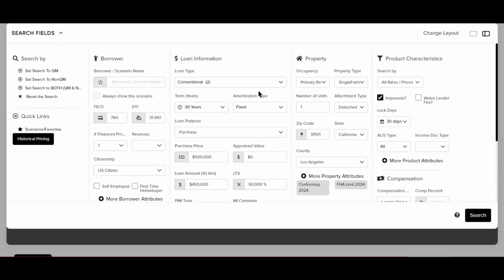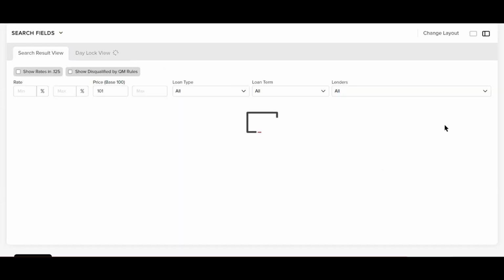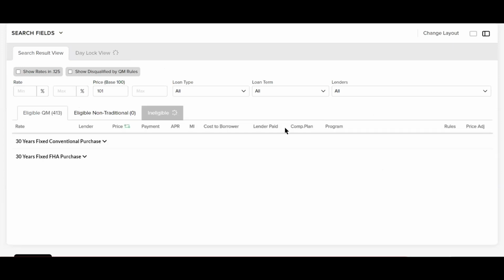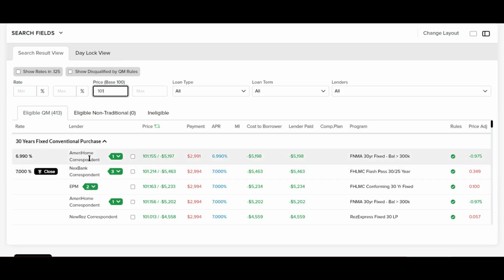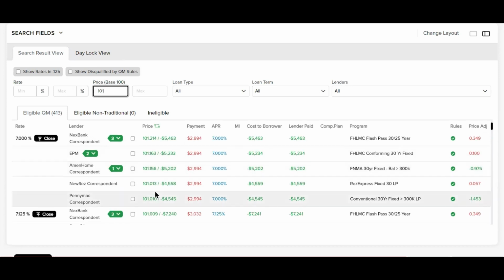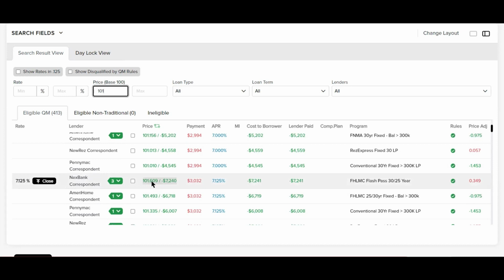It's a great FICO score and all that. Is it better to go FHA for the borrower or conventional? You're going to search, and it's going to bring up both conventional and FHA. So let's first look at the conventional side of things. Okay, we're at a 101. I put that in already, 101, right? So if I had a 1.5% comp plan, I'm going to say, okay, let's get them closest to par. Let's give them a little credit. 7.125 at Next Bank, 101.609. That's going to be my best rate.